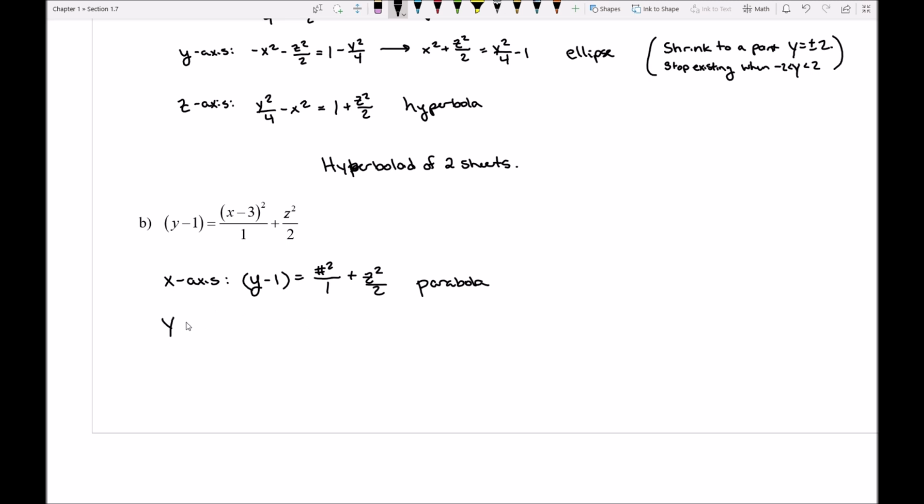Okay. If I go down the y-axis, or look at it down the y-axis, I'm going to get some number over on the left side. And then I'm going to get an x minus a 3 squared over 1 plus a z squared over 2. And I think this has the general shape of an ellipse. And finally, if I stare down the z-axis, I'm going to end up with a y minus 1 in x minus 3 squared over 1, and finally plus a number squared over 2. Again, I think that this here resembles a parabola.